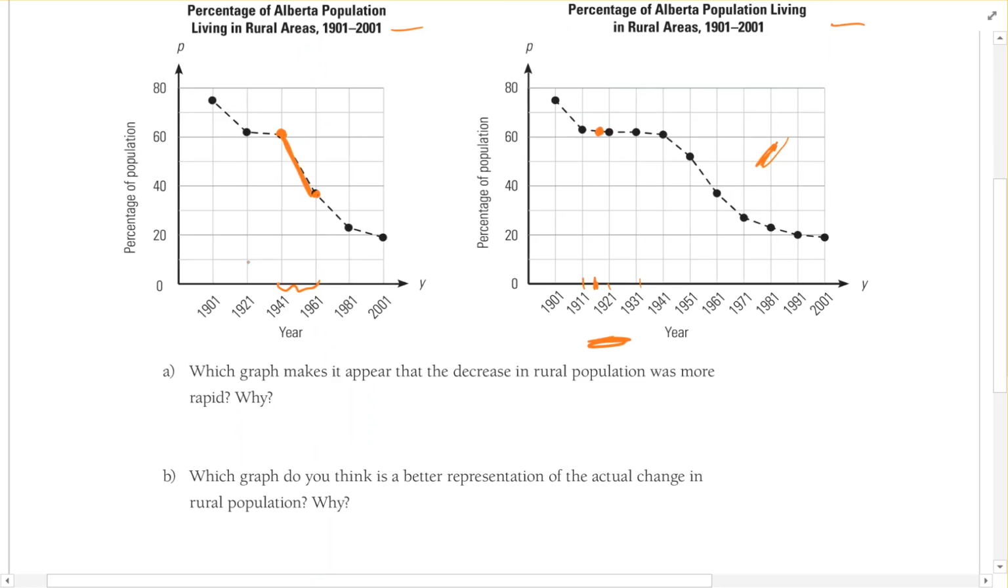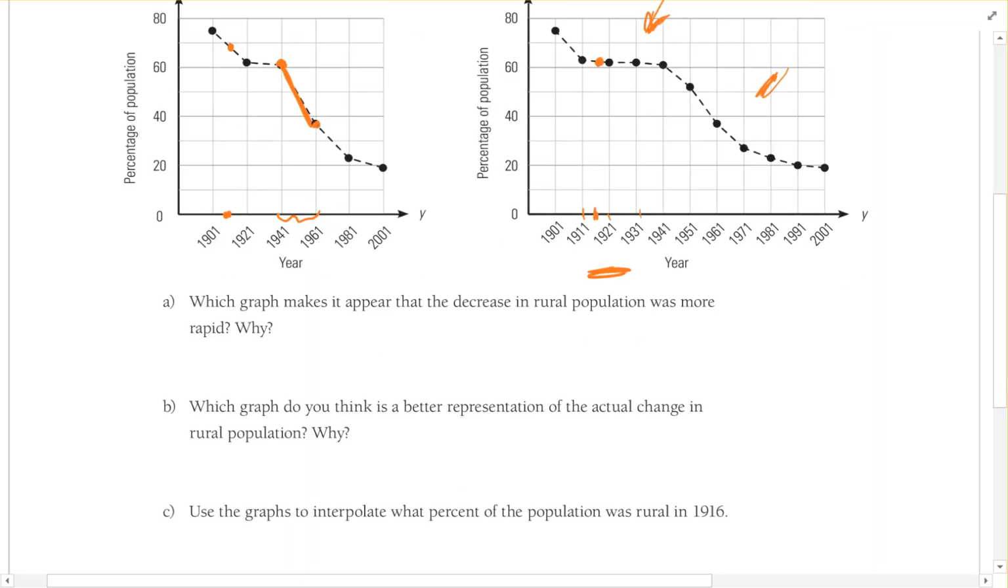If we went to this graph, it's a little bit tougher to see though, eh? Because on this one, you would say, okay, 1916 is about there. It's going to be higher, almost like 70 at that point. So this graph is going to be more accurate if we want to interpolate anything.